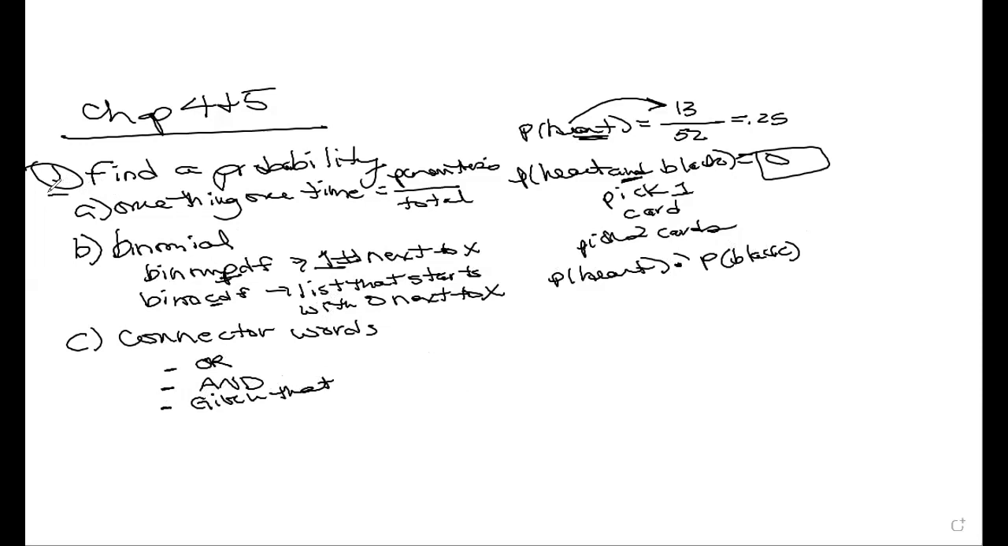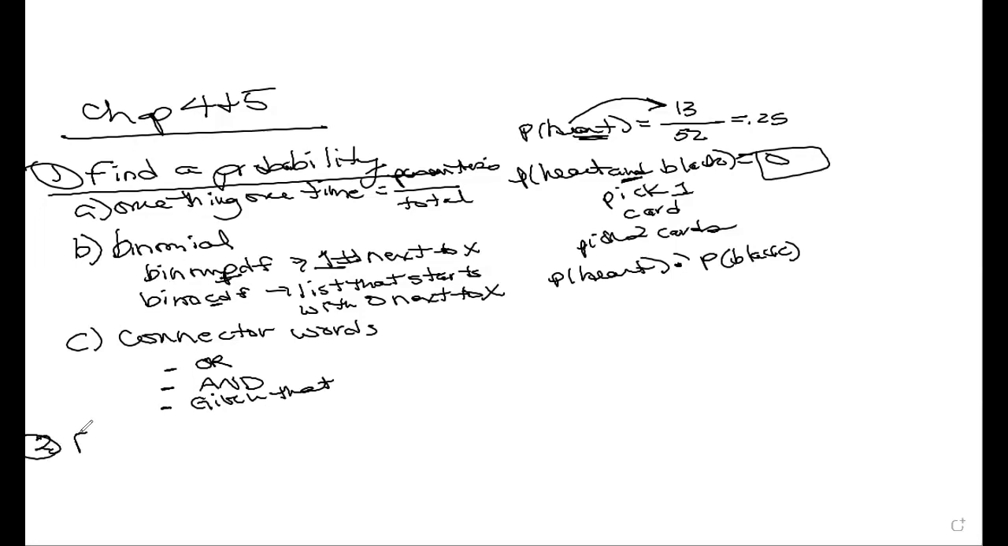So one thing I can ask you is to find a probability. If the problem tells me to find a probability, my mind goes, okay, is this one thing, one time? If it is, I do it and I move on. If it's not, I say, well, is it binomial? If it is, then I use binomial. If it's not, then I look for a connector word.